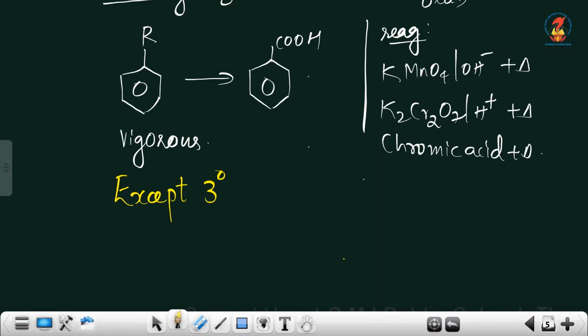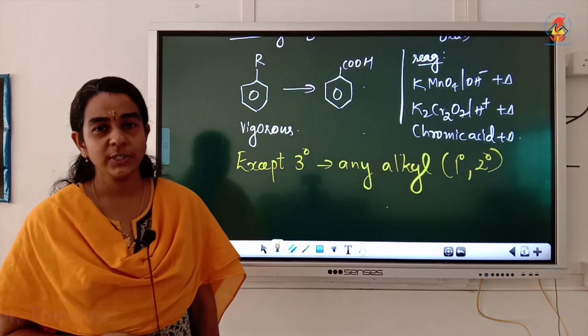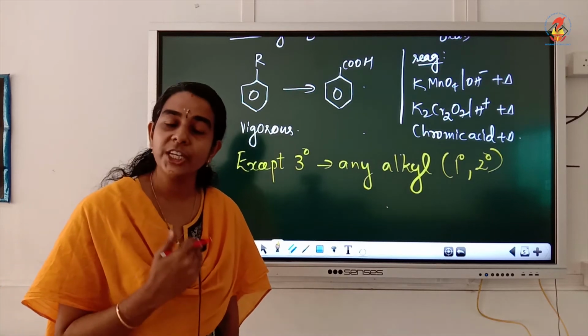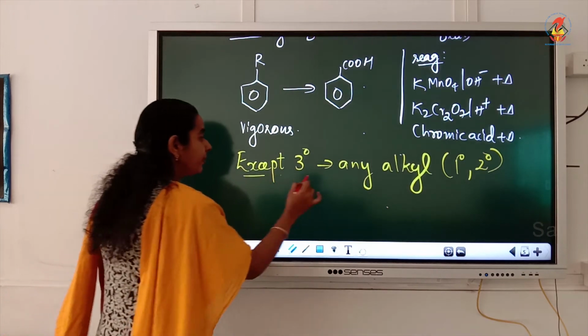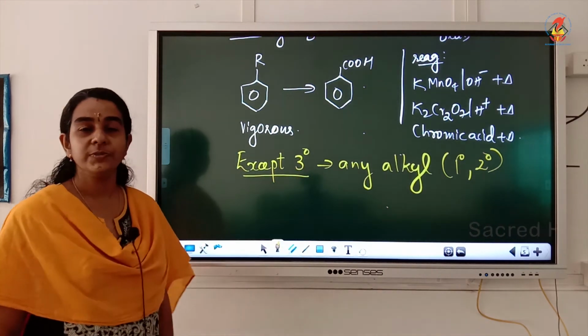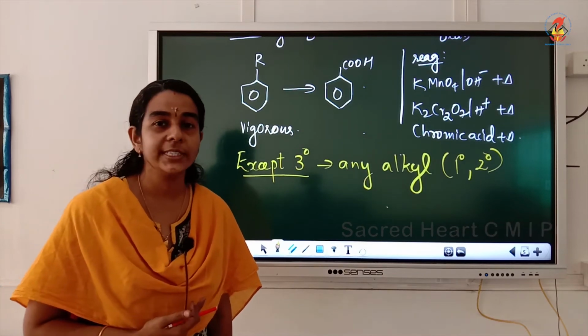We cannot oxidize tertiary alkyl groups if they come as the side chain. Except tertiary groups, any alkyl group, whether it is primary or secondary, can be easily oxidized to carboxylic acids irrespective of their length. So remember, tertiary alkyl groups we cannot oxidize to carboxylic acids.